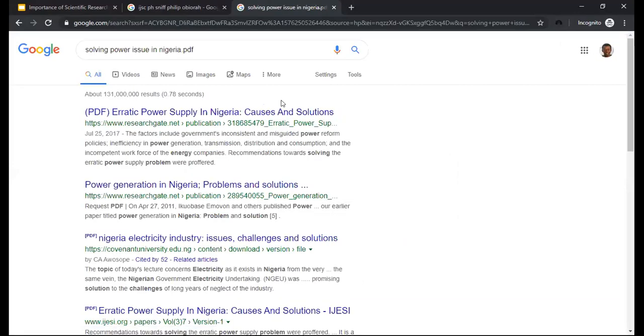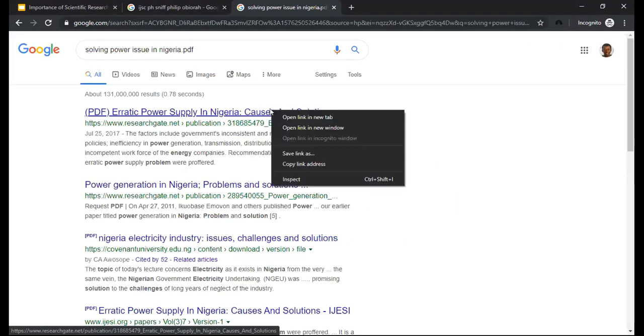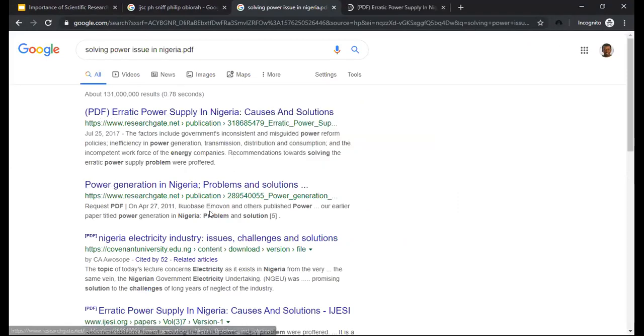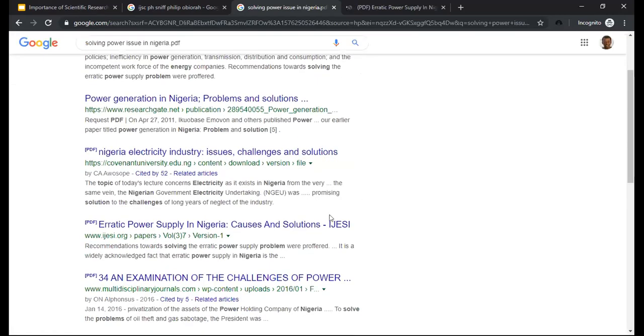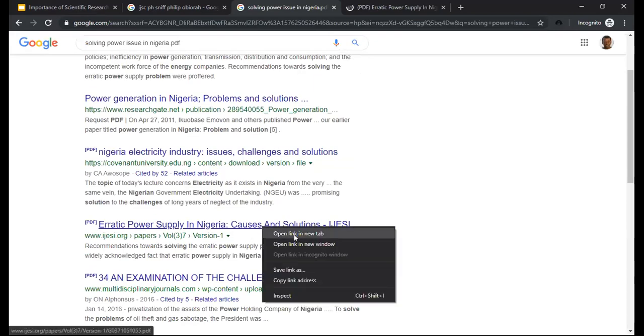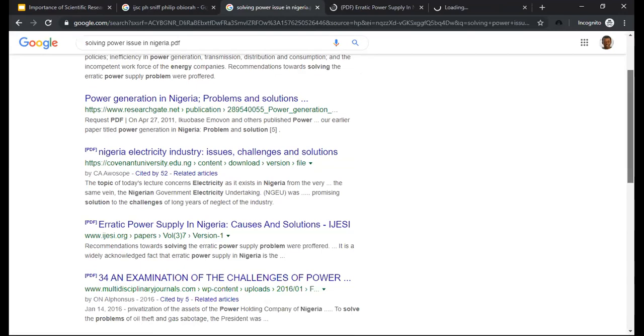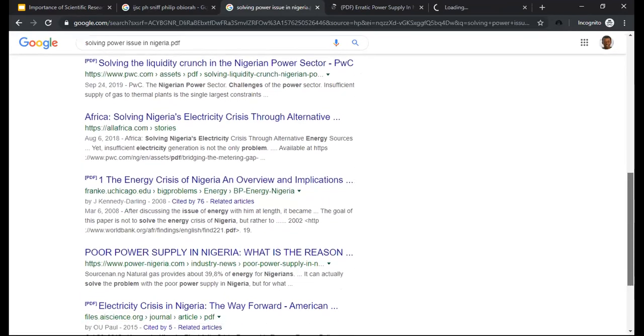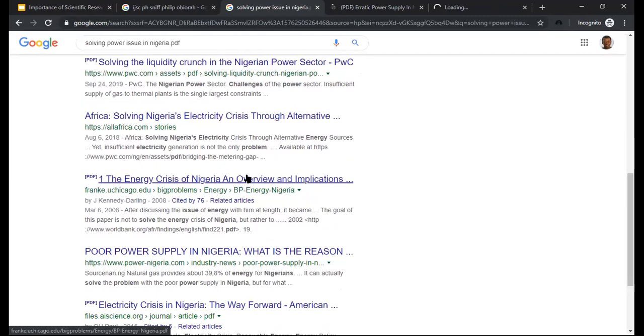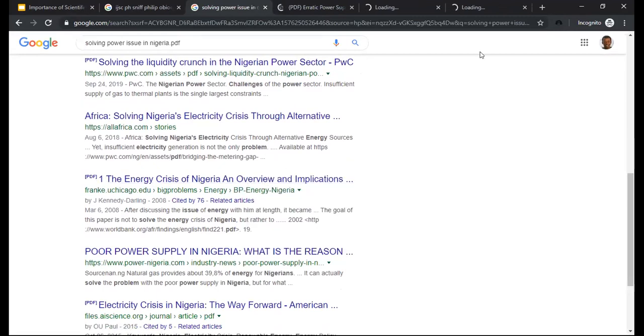Let's see. Erratic power supply in Nigeria. Causes and solutions. So you open it, you check there are other works people have done. Erratic power supply. You can see these are actually published in journals. Look for papers. The energy crisis in Nigeria, an overview. So you get as many as possible.